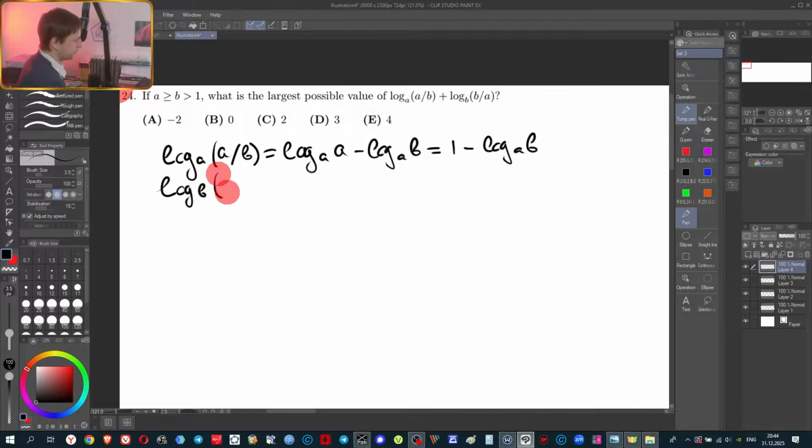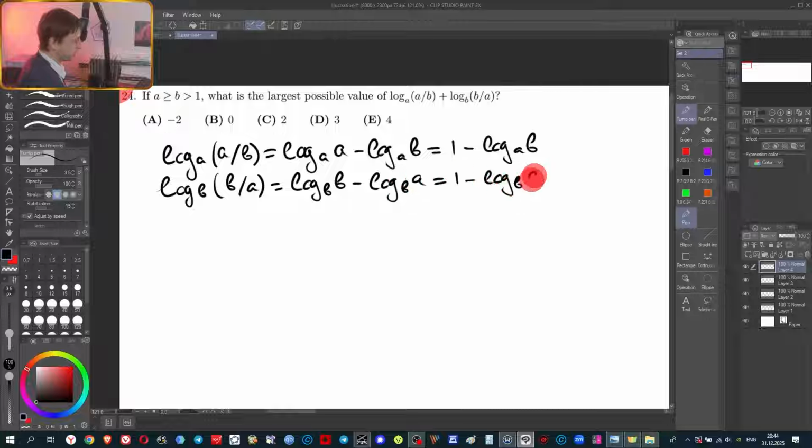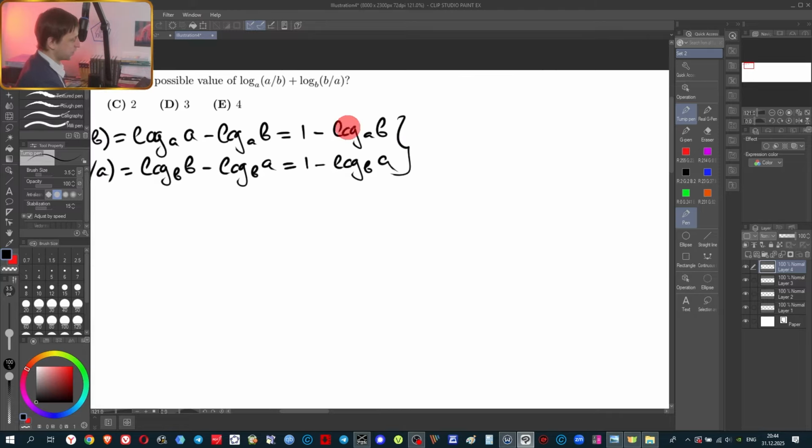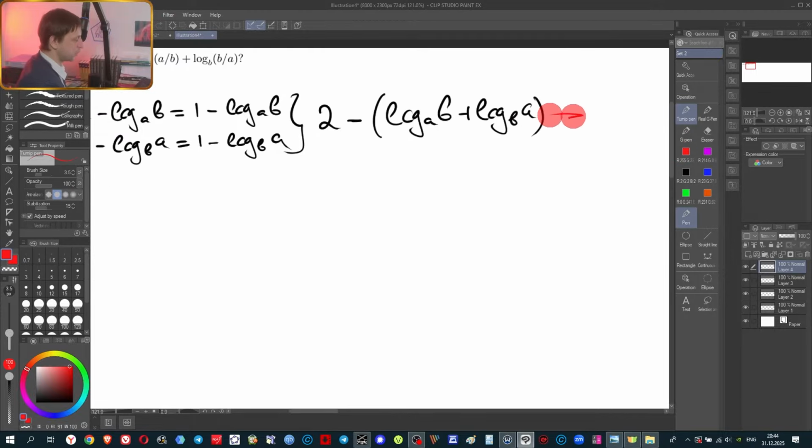Log b over a can be represented as log b of b minus log b of a, which is equal to 1 minus log b of a. And now, if you add these two values, you will get the sum 2 minus, and here you can write it like log ab plus log ba. And you are looking to maximize this sum, to find the maximum value of this one.